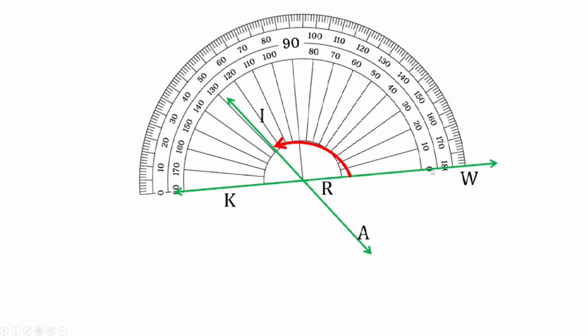So if this is your zero, then you trace up to where the other ray ends. This is ray RI, the other ray. If we trace further, that's around 128. This is 128 degrees. So that's how we use the protractor.